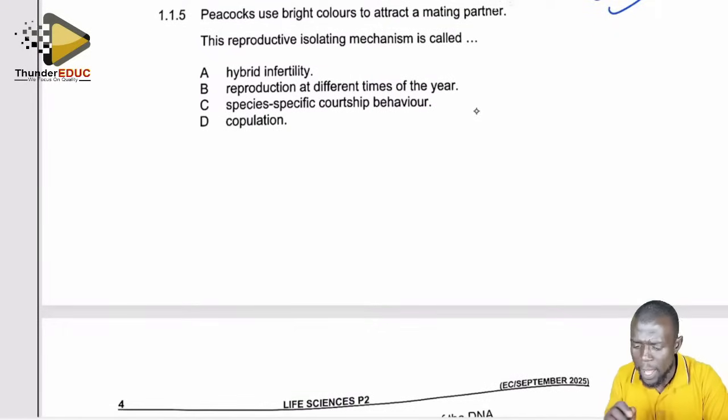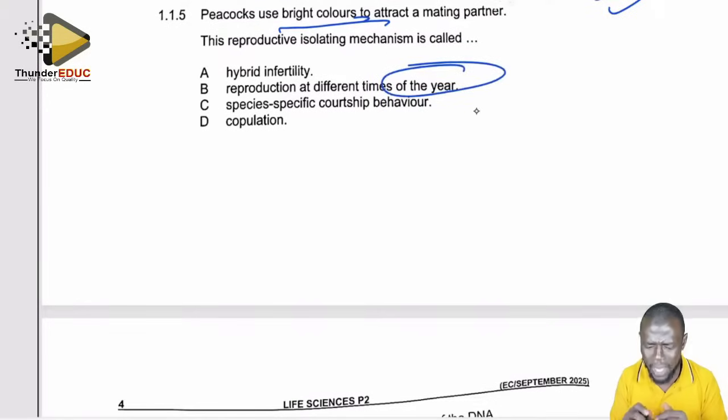All right. The reproductive isolation mechanism is called breeding, hybrid infertility. No, this is not about the colors. They're saying about reproduction at different times of the year. They're saying use bright colors to attract. There is nothing related to time there. So time of the year, out. Species specific courtship behavior. The way they dance is not the same way you dance when you're looking for a mate. So basically this one becomes the species specific courtship behavior.